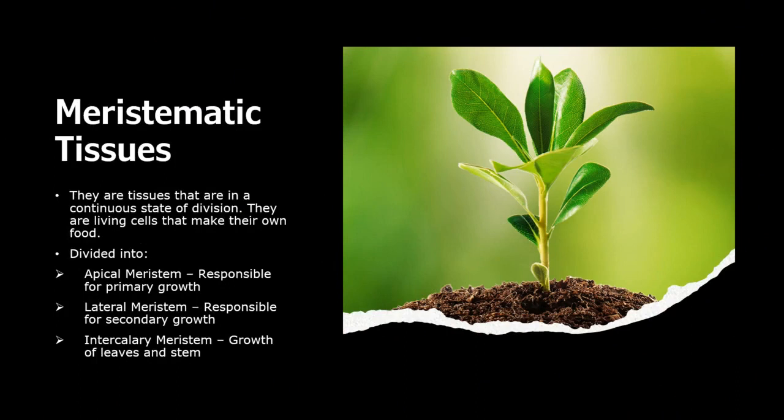First is the meristematic tissues. These are tissues that are in a continuous state of division. They're living cells that make their own food. They're divided into apical meristem, which is responsible for the primary growth, that is the growth in length. The lateral meristem is responsible for the secondary growth, that is the growth in the girth or the width. Next is the intercalary meristem. They usually help in the growth of the leaves and the stem.